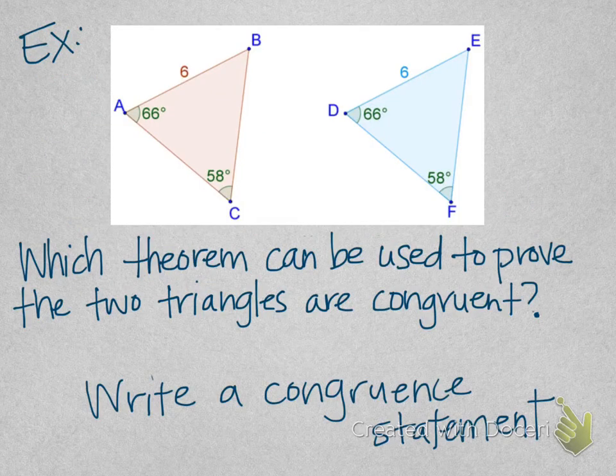So last, I want you to look at these two triangles and think about which theorem can be used to prove the two triangles are congruent. And once you come up with a theorem, I would like you to write a congruence statement. So you're going to match up the parts in the right order and say the two names of the triangles, and that they're congruent, and make sure that the corresponding parts are in the correct order.